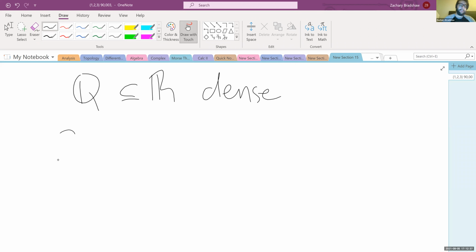But at the end of the day, what we are concerned with is the complex numbers, which are the numbers of this form.